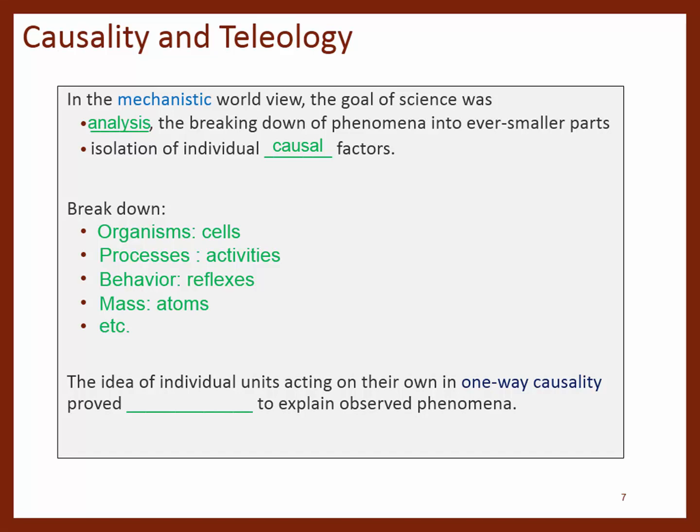So the idea of individual units acting on their own in one-way causality proved insufficient to explain observed phenomena. So the more we got into dividing or understanding the small pieces, even though we were getting farther and farther into isolating these pieces, we found out that that was not enough to understand all the observed phenomena.